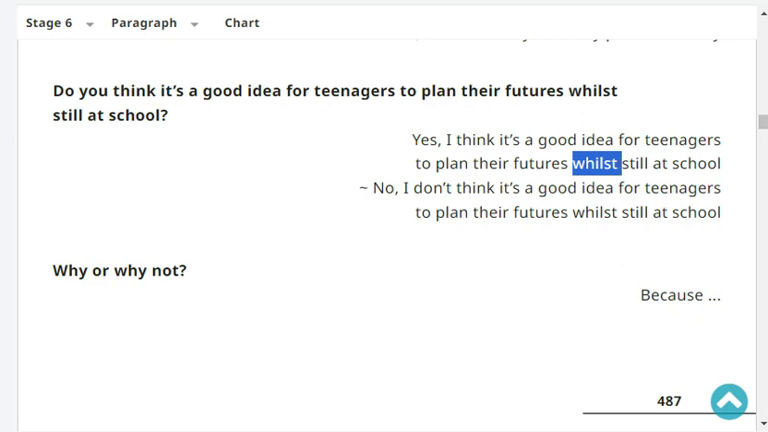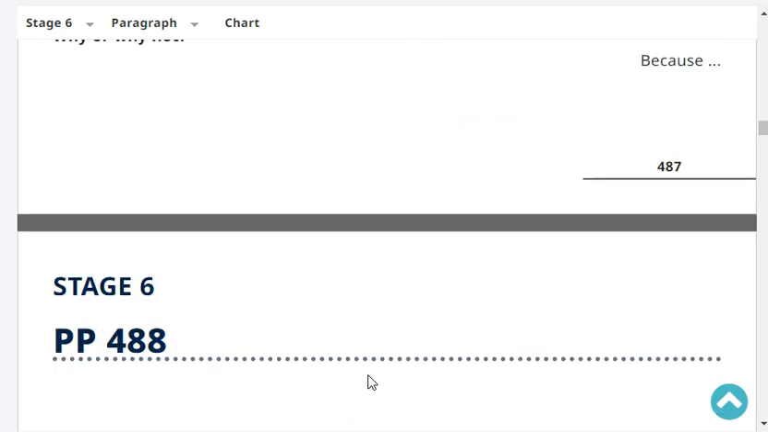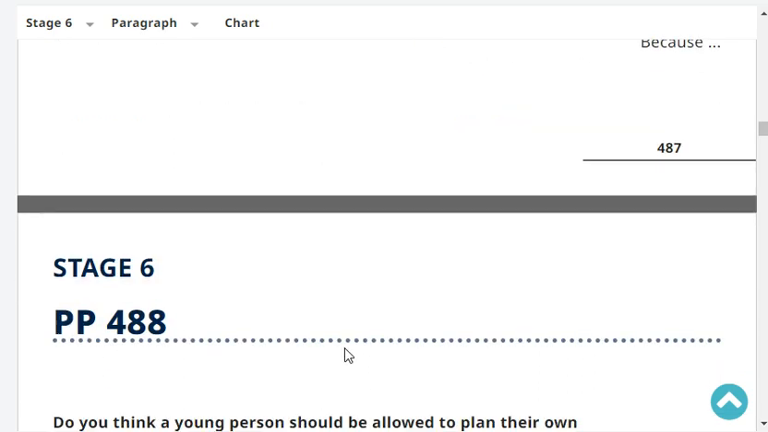Very good. One more. Whilst. Very good. One more. Yes, I think it's a good idea for teenagers to plan their futures whilst still at school. Very good. Why? Why do you think so? Because having plans motivates them.